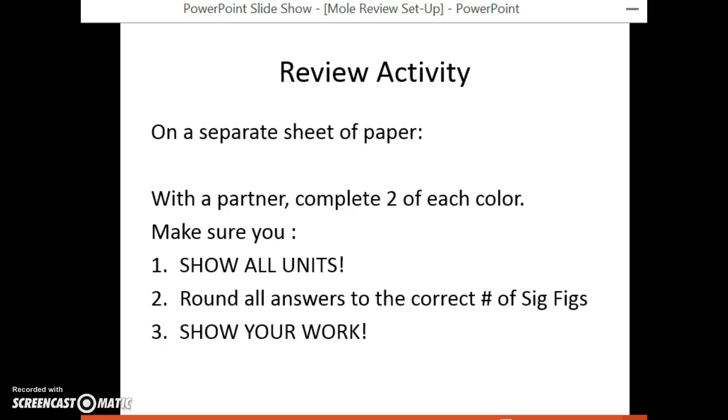Showing your work during molar calculations is important because it really shows your mistakes or any errors that you're making, or whether you should be canceling out units to check your answers.